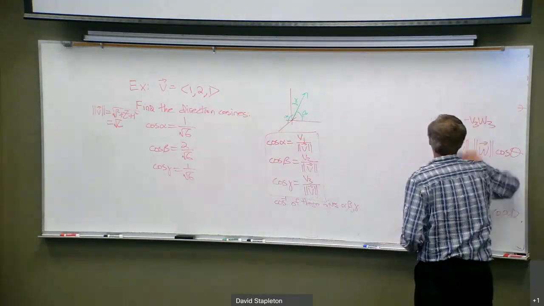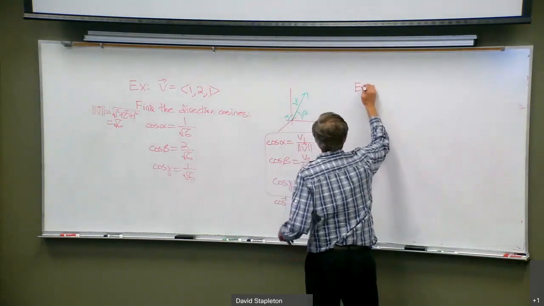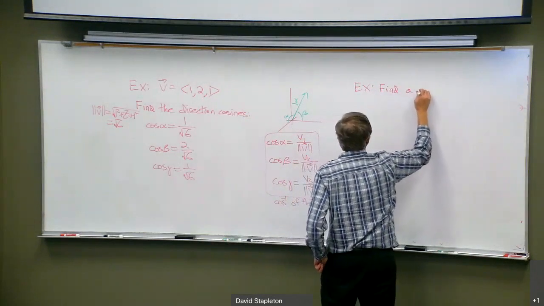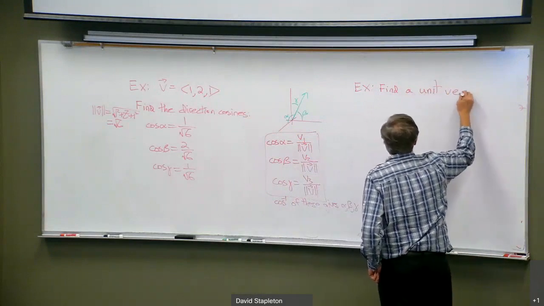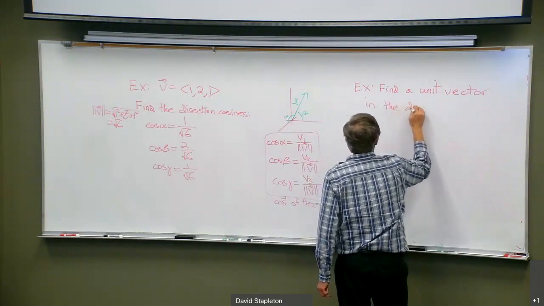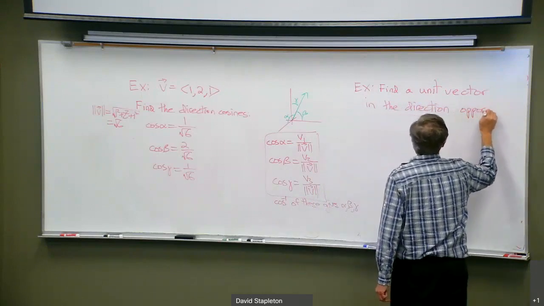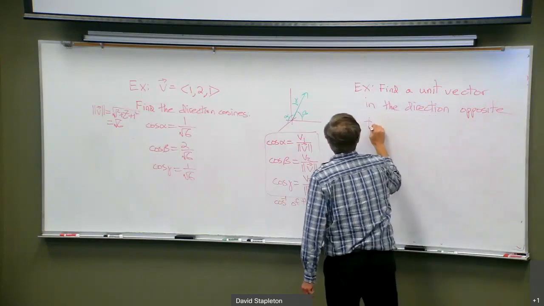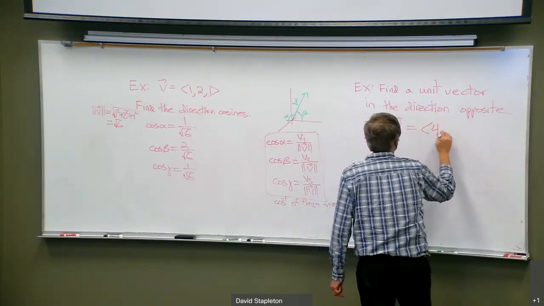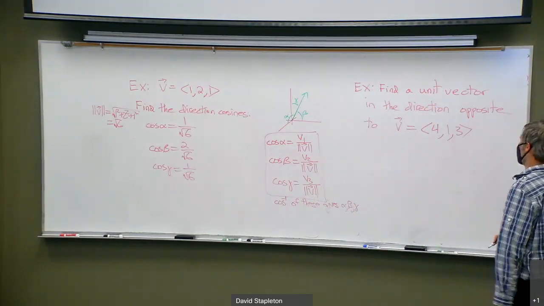Here's a couple examples that I like to do sometimes. These will just deal with general topics over what we've been doing. Find a unit vector in the direction opposite to the vector v equals 4, 1, 3. What's a unit vector in the opposite direction?